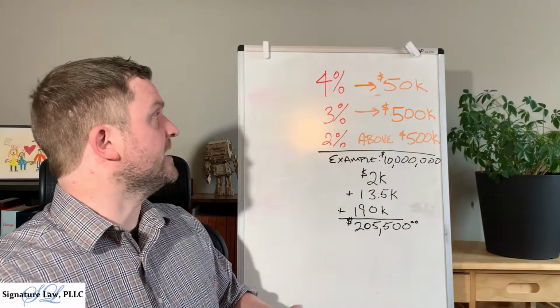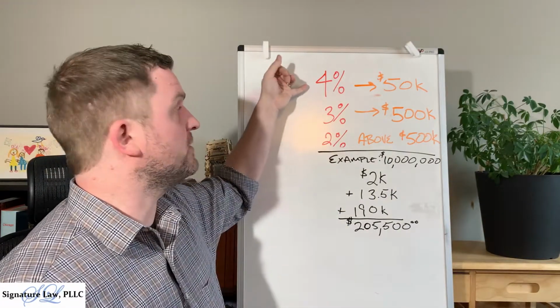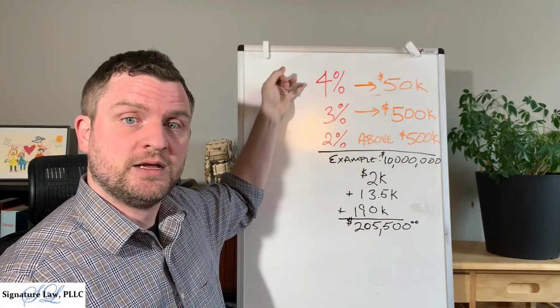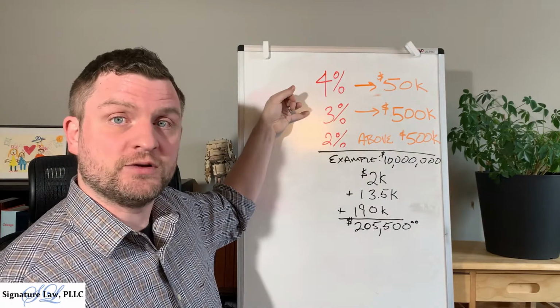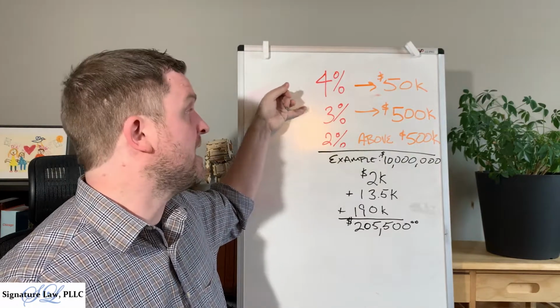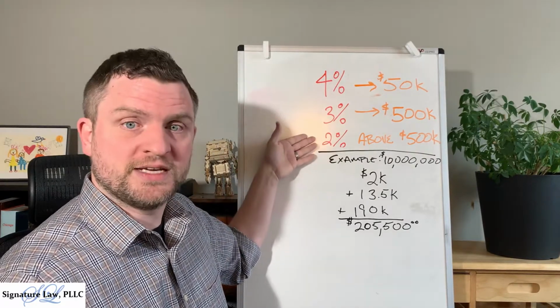And under the fee schedule, and this is for doing a normal probate, for the first $50,000 of the estate, the attorney got 4% of the estate. For the next $450,000 up to $500,000, the attorney got 3% of the estate. And for everything above $500,000, the attorney got 2% of the estate.